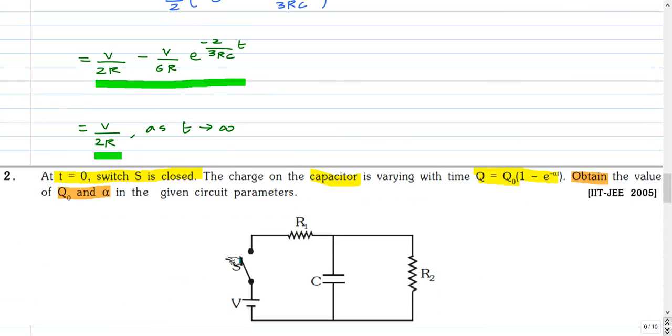This is the next question. At t equal to 0, the switch S is closed. The charge in the capacitor is varying with time as Q equal to Q0 into 1 minus e raised to the power minus alpha t. Obtain the value of Q0 and alpha in the given circuit parameters. You can pause and attempt this question.